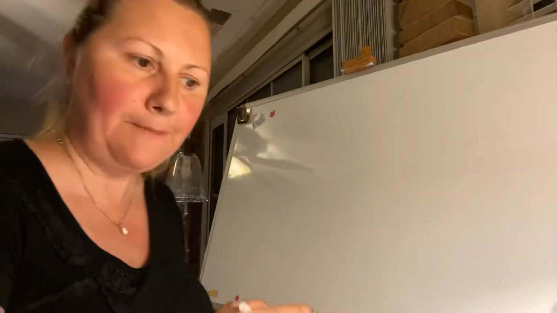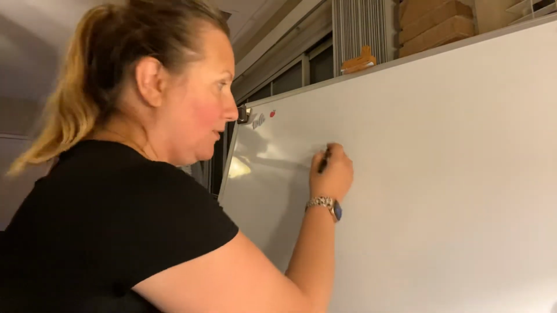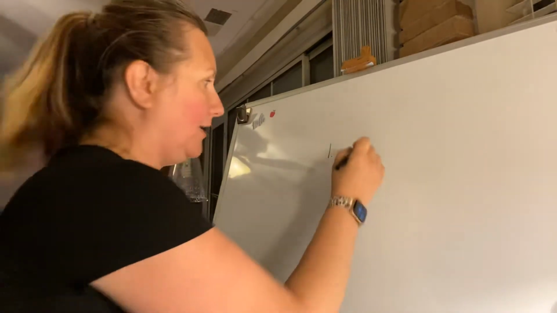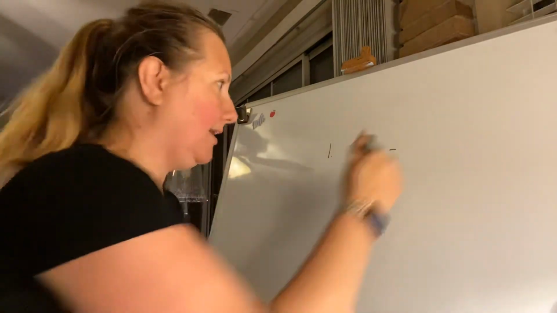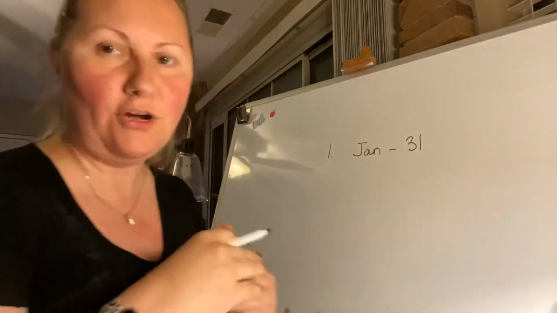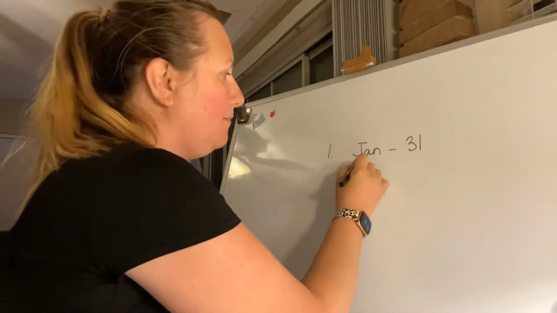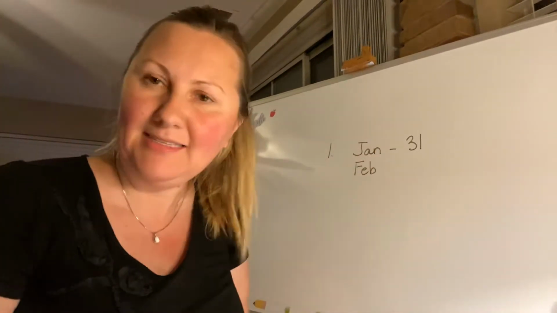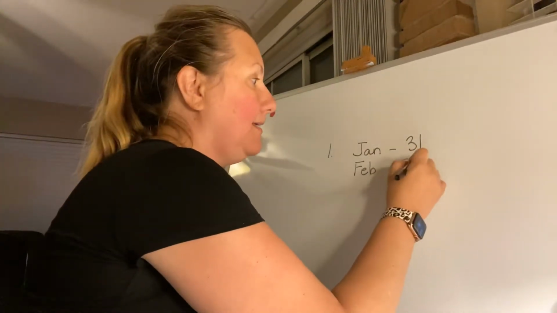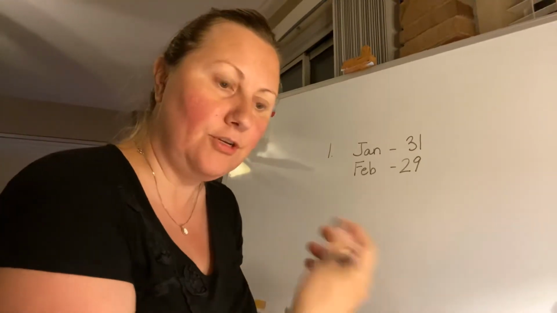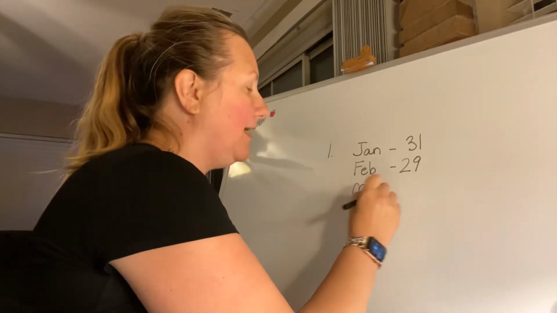Number 1 says, what is the total number of days in the first 3 months of a leap year? So think about the first 3 months. We have January, which normally has 31 days. You guys know that knuckle trick, a lot of you. February has 28 days, except in a leap year, it has 29 days. And March always has 31 days.